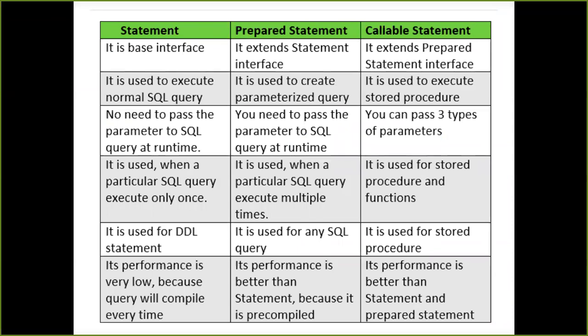The statement interface is a very base interface, meant for executing normal SQL queries or static queries. There is no need to pass parameters to the SQL query at runtime, and we know how that happens. If I want to affect one row, I can do it with the help of a static query in my program. It is used when a particular SQL query is going to be executed only once. When I gave that example of an update query, it is fired only once, because there is only going to be one change in my table, in that one row.